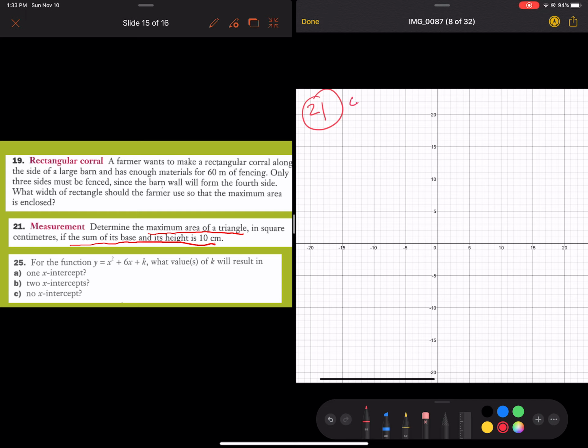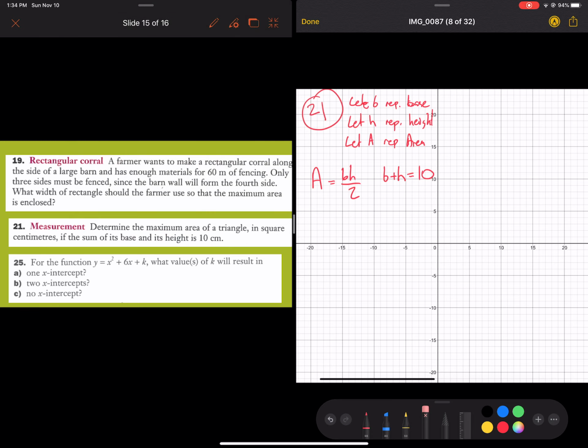Let B represent base. Let H represent height. Let A represent area. And of course we know that area equals base times height over 2 for any triangle. And our relationship between B and H is that the sum of its base and height, right here, is 10 centimeters.